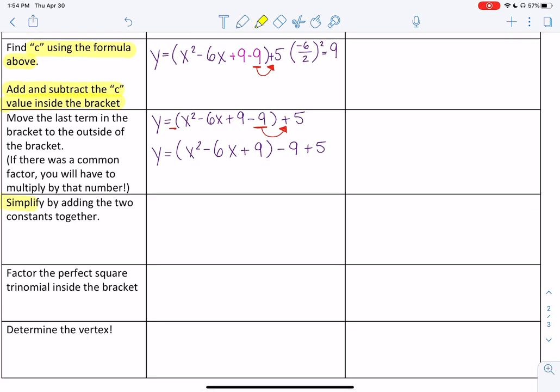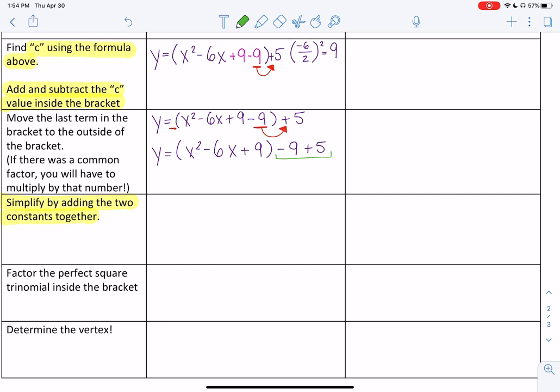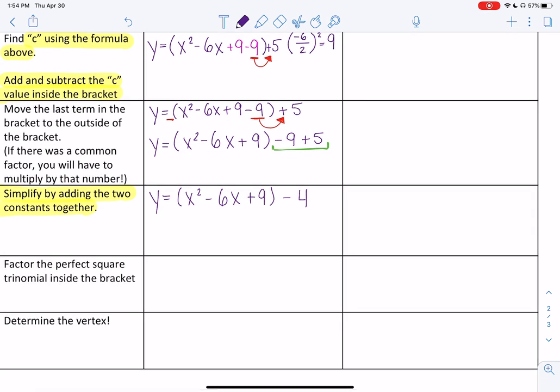Now my next step is to simplify by adding the two constants together. We're going to add these two together and collect some like terms there. So now we have y equals x squared minus 6x plus 9 minus 4. The next step is to factor the perfect square trinomial. Because of how we set this up, and because we found that magic number 9, we have turned this inside thing into a perfect square trinomial. So now we can factor it just like a perfect square trinomial.